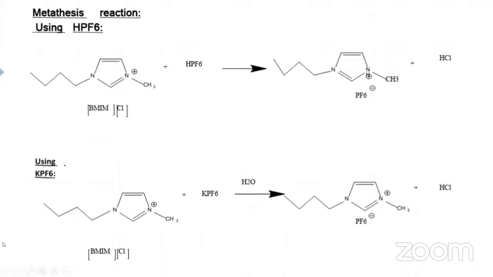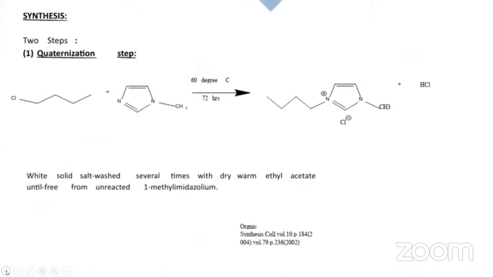Now, the first step is the quaternization step, where 1-methylimidazole reacts with alkyl chloride at 60 degrees centigrade for 72 hours to form the white solid salt 1-butyl-3-methylimidazolium chloride, BMIM-Cl. Now, this white solid salt is washed with dry and warm ethyl acetate several times until it is completely free from the unreacted 1-methylimidazole.